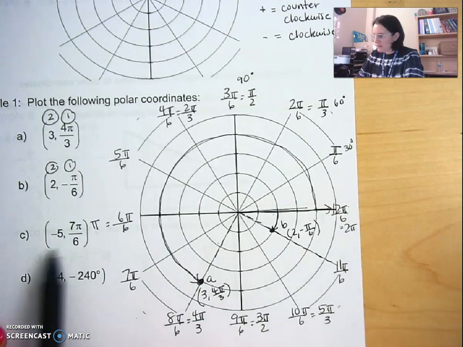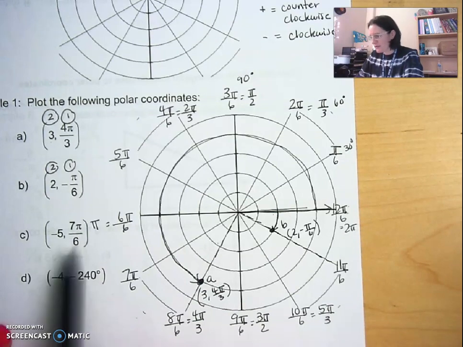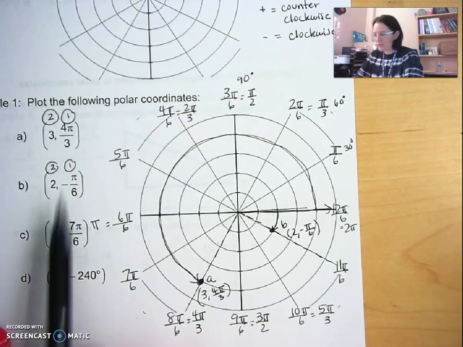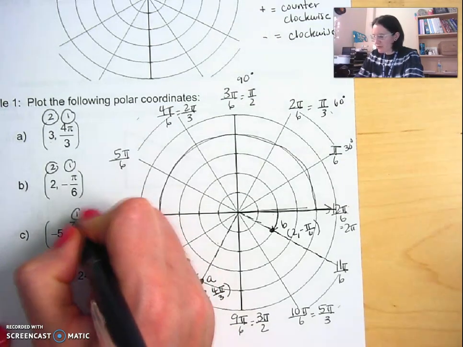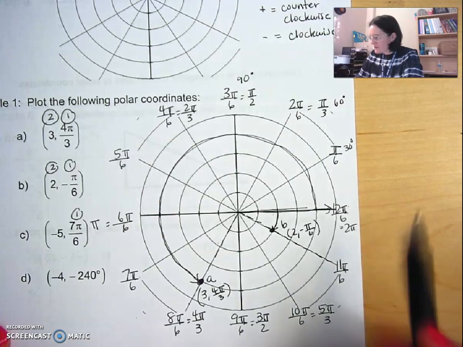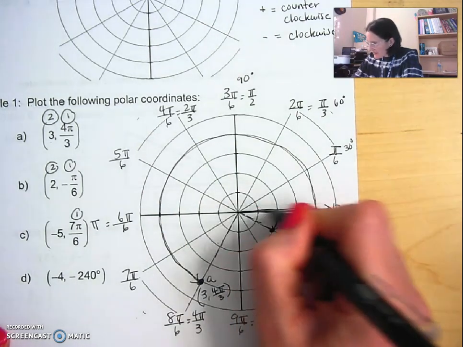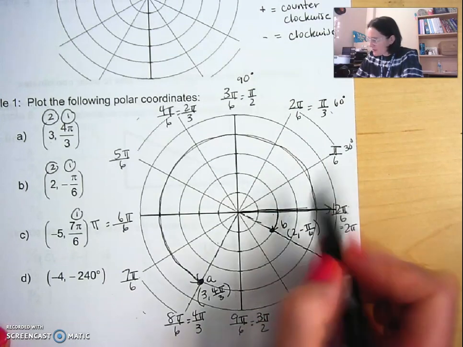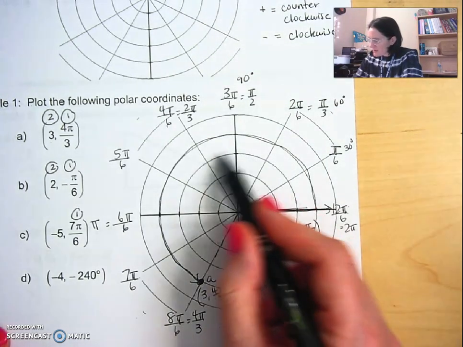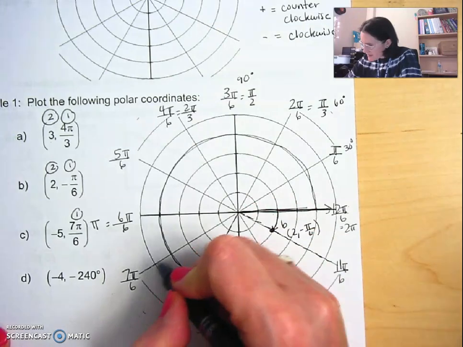And then our C point. Now what is happening is we have a positive angle and a negative r value. So this is going to be an interesting difference from A and B. But again, we're going to start with our angle first, 7 pi over 6. So starting at the polar axis, that's a positive angle. We're going to go counterclockwise till we get to 7 pi over 6 here.